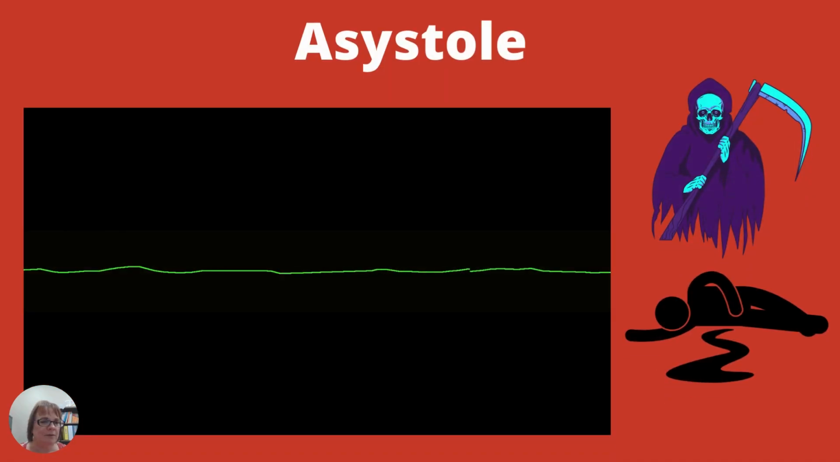Asystole, that's your flat line. They are going to see the light. The Grim Reaper is here. They're out. They're done. So asystole is definitely a lethal rhythm.